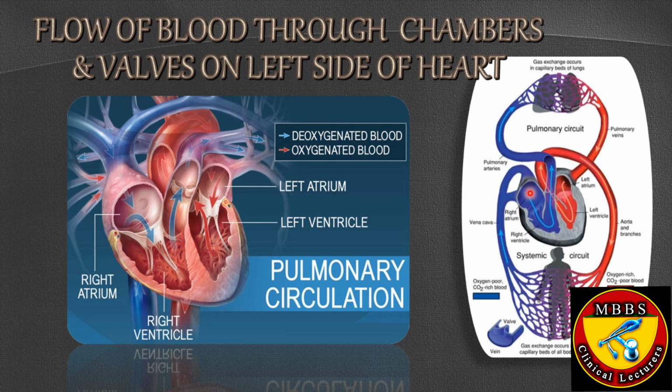They open into the right side of the heart: right atrium, right ventricle, then pulmonary trunk, then right and left pulmonary arteries.